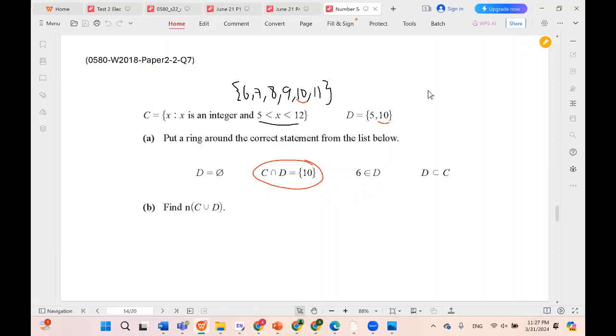Now we want to find the number of elements in C ∪ D. So let's list down C. So we have 6, 7, 8, 9, 10, 11. And then let's list all of D. We have 5 and 10, but we will not write 10 because we already wrote it down and we will not repeat any elements. So now we have our set, which is C ∪ D. And we want the number of elements here. So you can just count the numbers and you will find that they are equal to 7 in total.